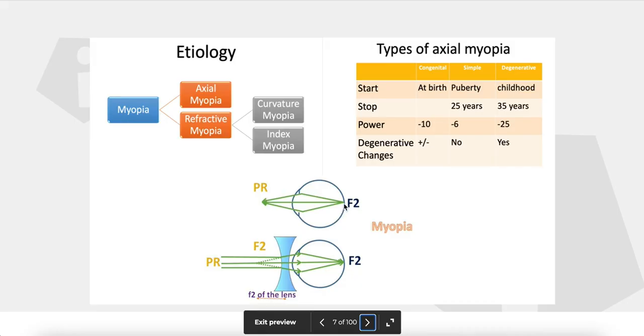For myopia, when the F2 is on the retina, then the punctum remotum will be in front of the eye. This is in contrast to hypermetropia, where, when the F2 is on the retina, the punctum remotum will be behind the eye.